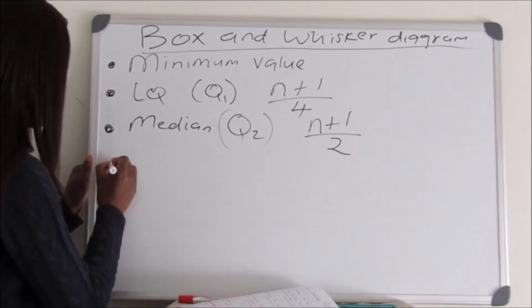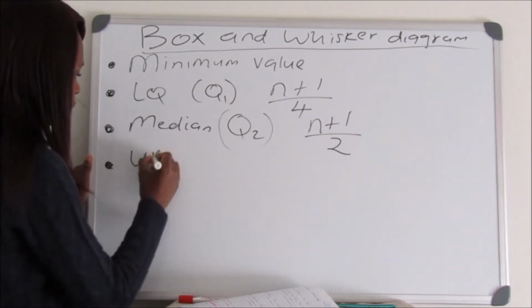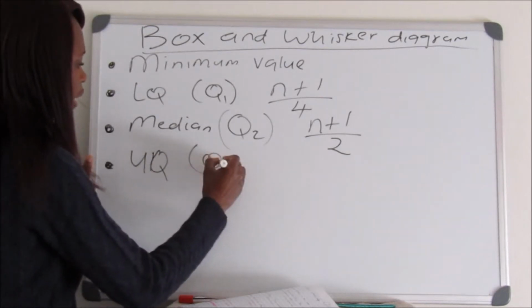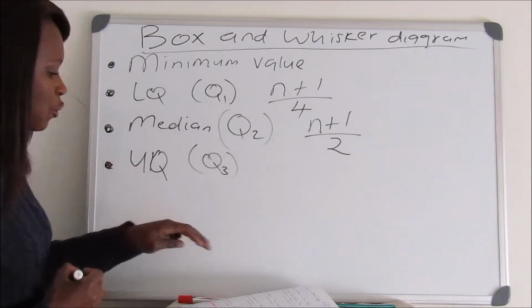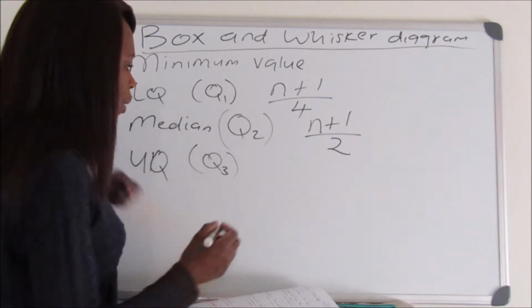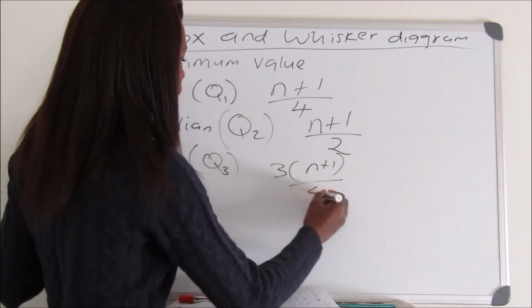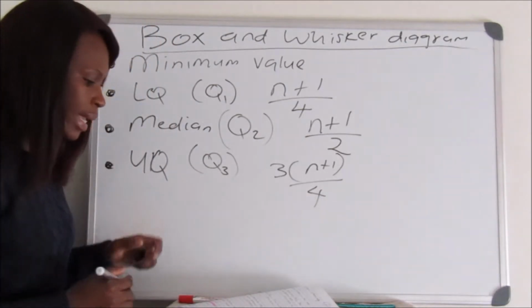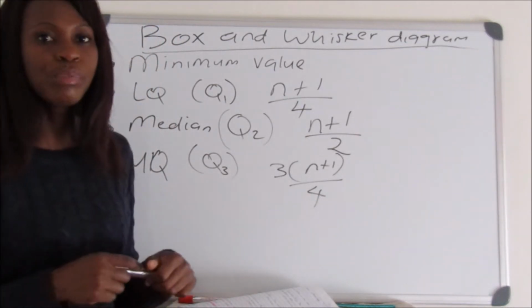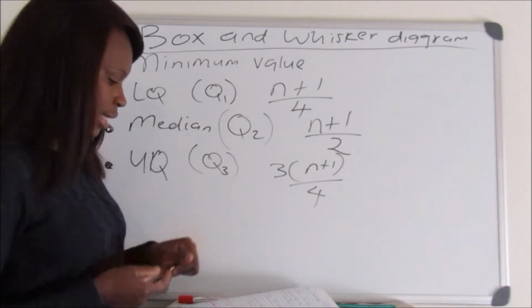Then again you must find your upper quartile, which has a symbol of Q3, of which to find the position of the upper quartile, you use the equation 3 times n plus 1 over 4. Remember, your upper quartile is the median of the upper half of the ordered data set.